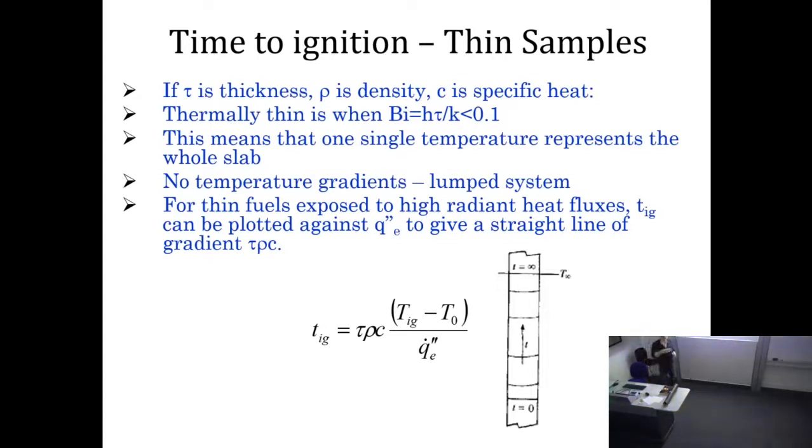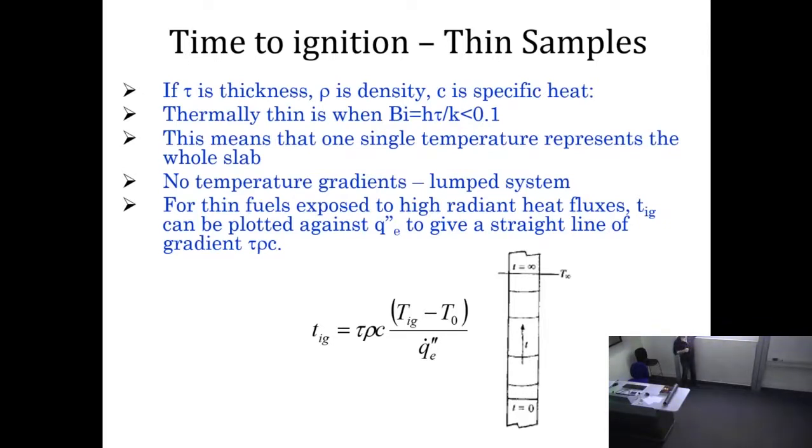And then the equation that you had before simplifies and it morphs into something simpler, where the time to ignition is not k rho c now, it's thickness rho c. So when you have a Biot number that is very small, you have a sample that is very thin. Conductivity is not a driver parameter anymore. It's the thickness of it, linearly.